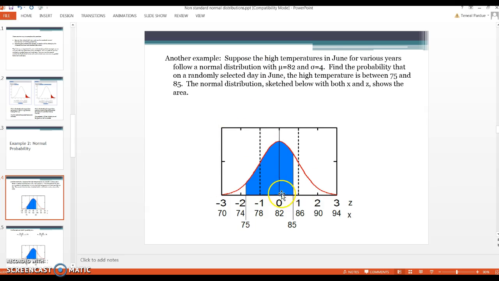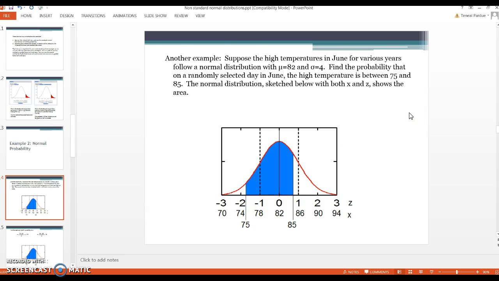So I've gone ahead and sketched this distribution. The mean is 82, so that goes in the middle, and we're going by 4s in either direction out to 3 standard deviations. So 82 plus 4 is 86, plus 4 is 90, etc. And we're looking for the probability that the high temperature will be between 75, which is right about here, and 85. So we shaded the area between them.